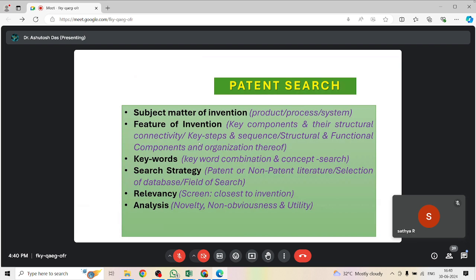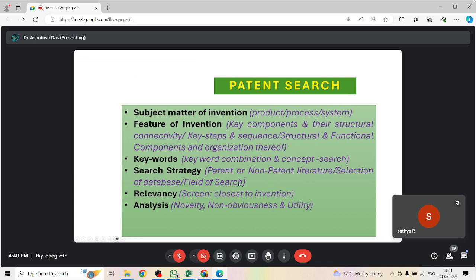Let's talk, because you have all done long work. How to present now is very important. The structural and functional components and the organization thereof. What is the structure of each, how do they function, each component, how do they organize themselves. All these things you can search separately also. Then keywords: you can search for keywords or a combination of keywords, or a concept search like the adsorption process. You can search in the process itself, activated carbon, how they use the components.